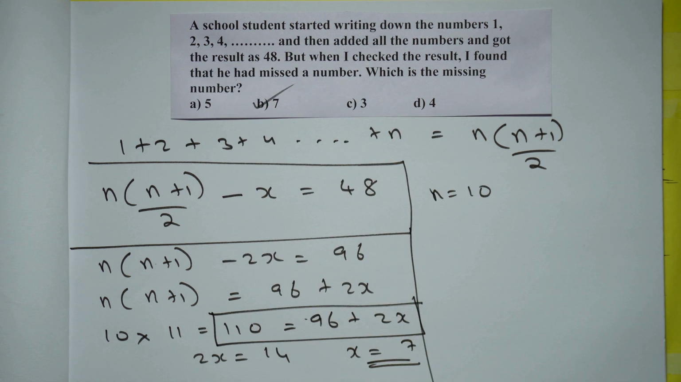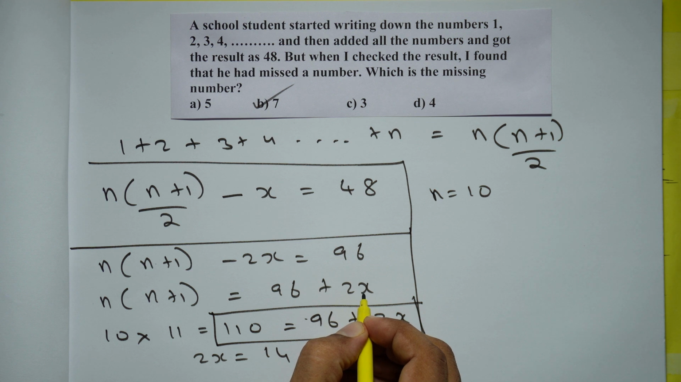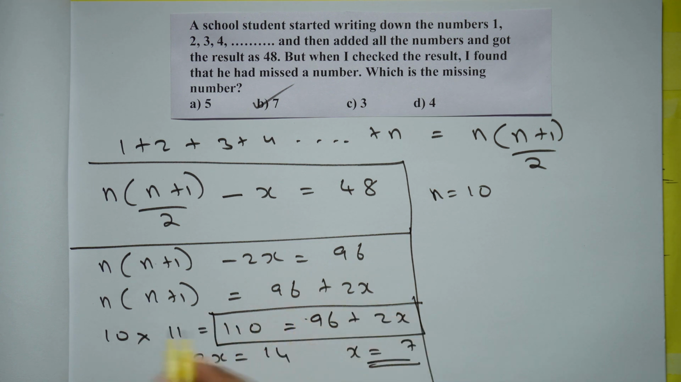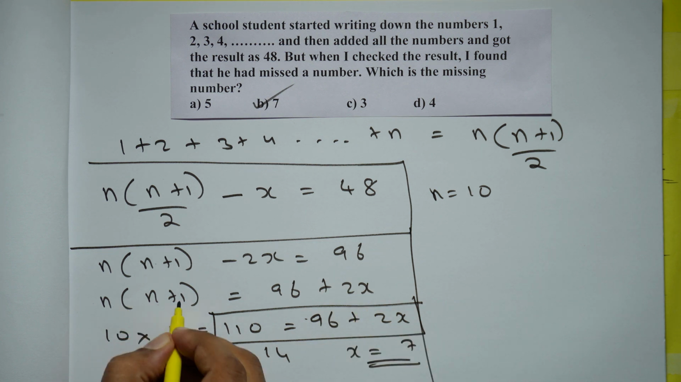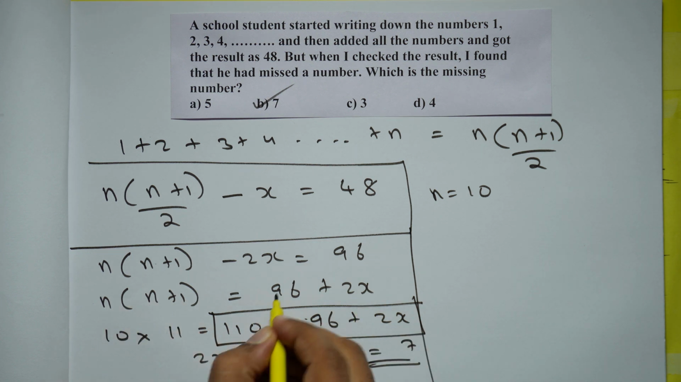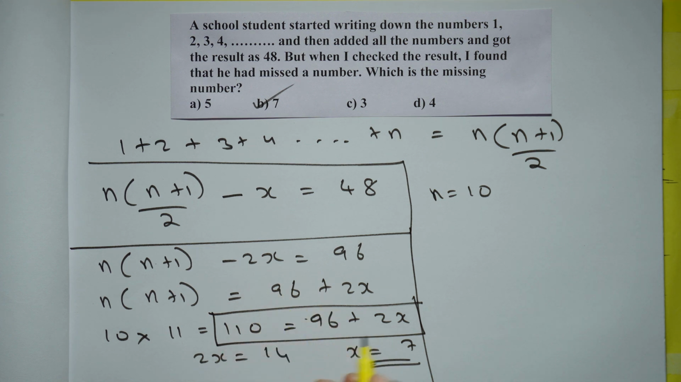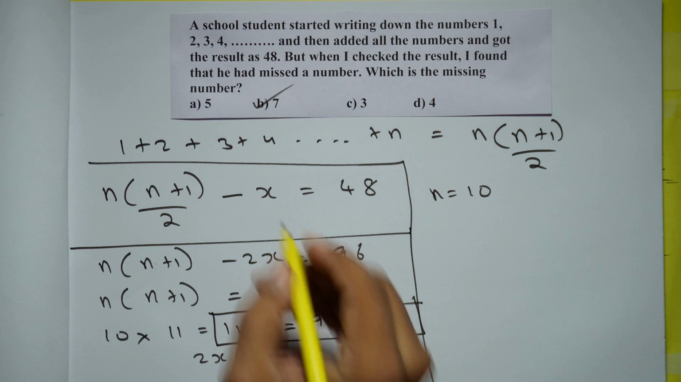Now earlier I had said that we must find out the minimum value of n such that n into n plus 1 is just greater than 96. Now if we do not minimize the value of n, then the value of x will become greater than n. That is not possible. Also n into n plus 1 should not be less than 96. If it is less than 96, then the value of x will become negative. So you must find the value of n such that n into n plus 1 is just greater than 96, and you will get n to be 10. And the number that he had missed, x is equal to 7, option B, 7.